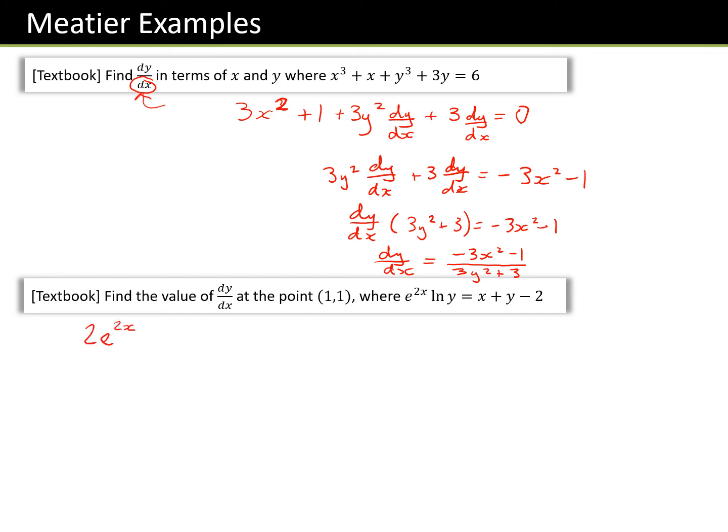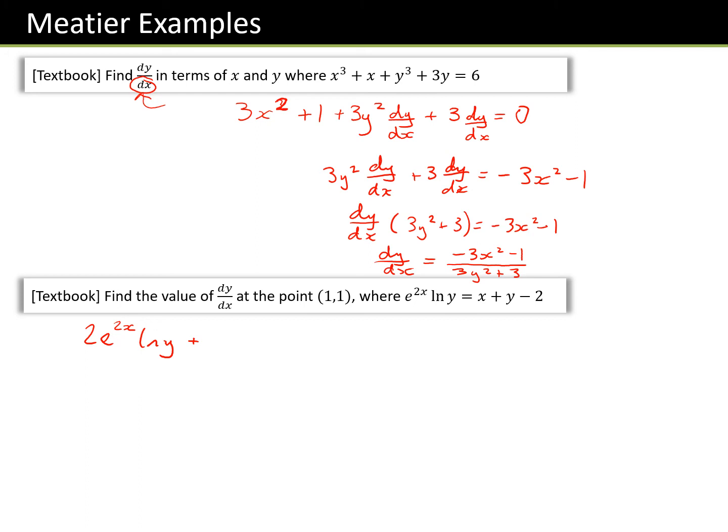to the 2x. At this stage, hopefully you're good at chain rule. If you're not, you need to go back and revise it a bit. So e to the 2x differentiated is 2e to the 2x, multiplied by the other bit. Now product rule, we've done the differentiating of the one bit, we need to do the opposite. So natural log of y differentiated. Now it's not the right letter, is it? We're differentiating with respect to x, so we need to use implicit differentiation.